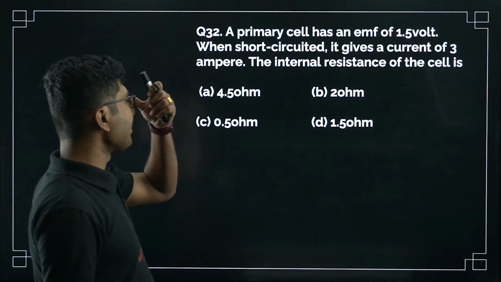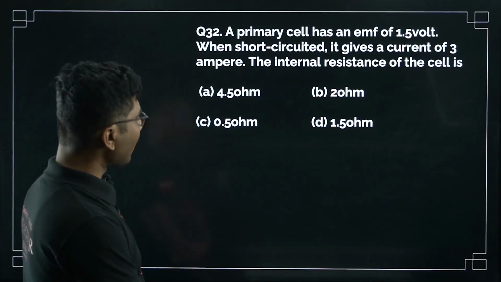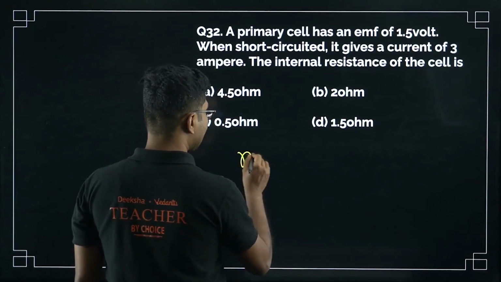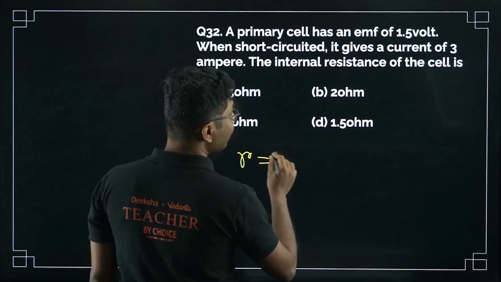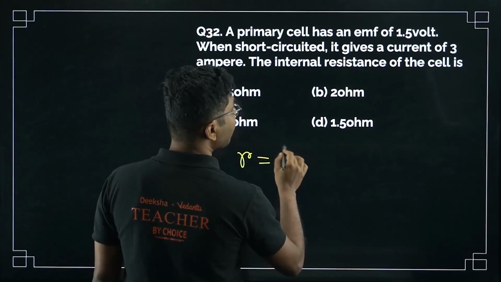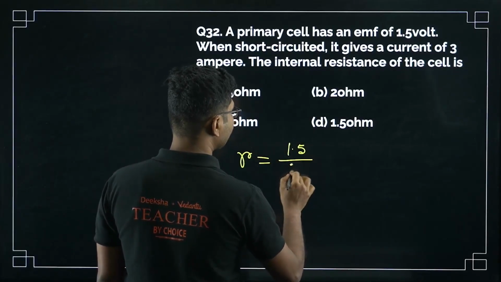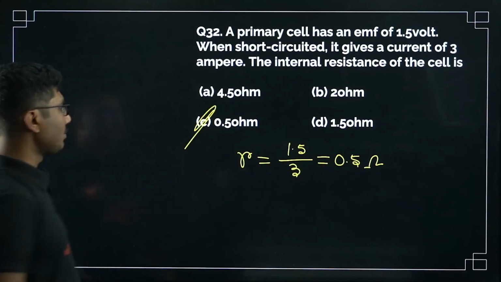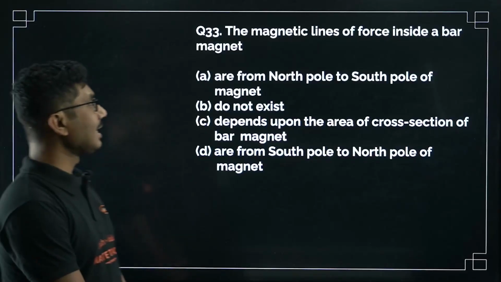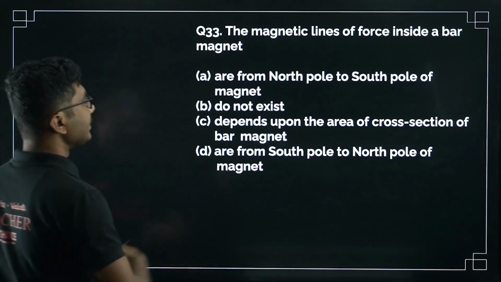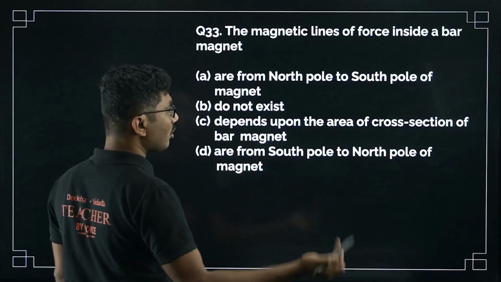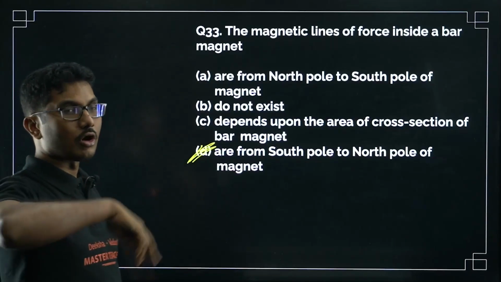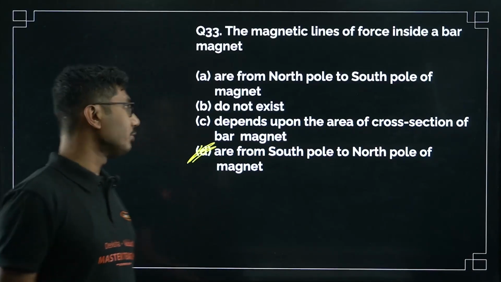Next question, a primary cell has an EMF of 1.5 volt. When short circuited, it gives a current of 3 ampere. Then the internal resistance is EMF divided by the short circuit current. So EMF is 1.5 divided by short circuit current 3, that is 0.5 ohm. So 0.5 ohm is the answer. The magnetic lines of force inside a bar magnet is from south pole to north pole. Okay, so it is from south pole to north pole. Outside it is north to south, inside it is south to north.